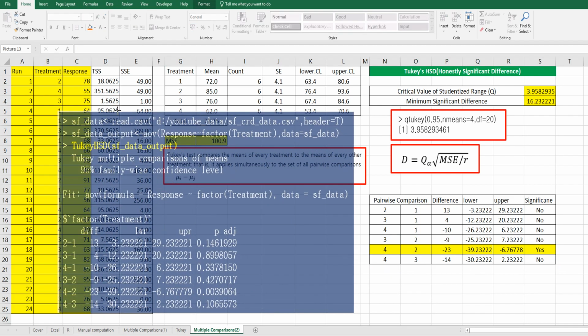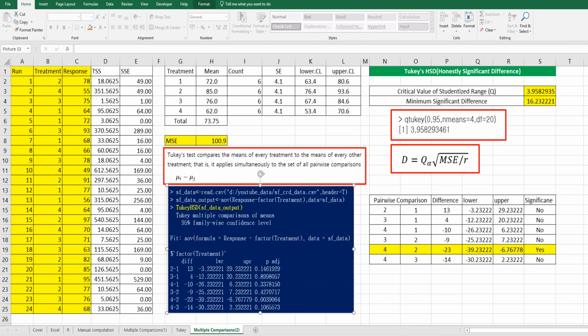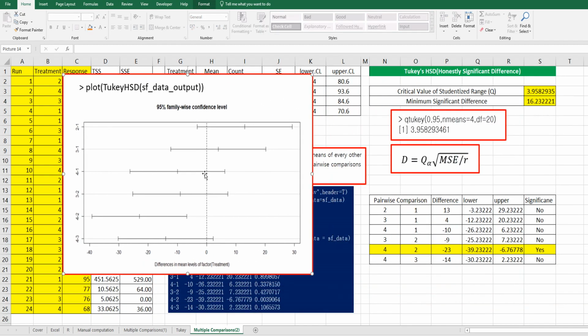In R, as you can see, between treatment 4 and treatment 2 shows a significant difference. The adjusted p-value is lower than 5%, 0.05. So we can say that this difference is only significant in terms of statistical analysis.